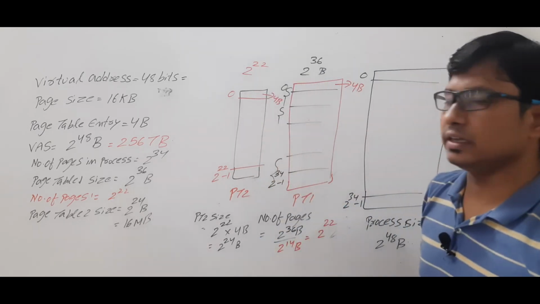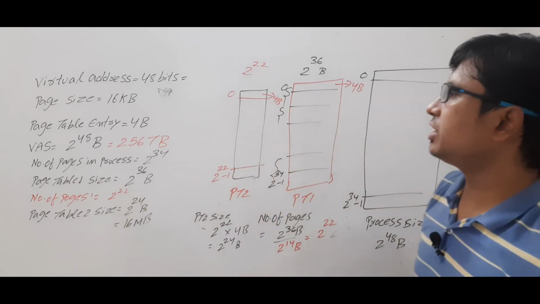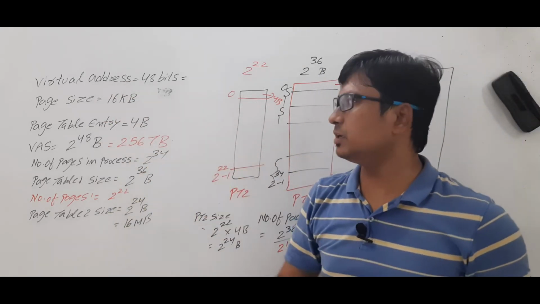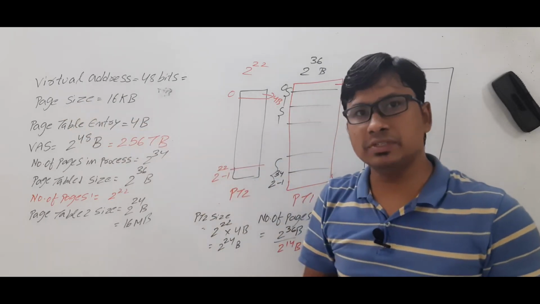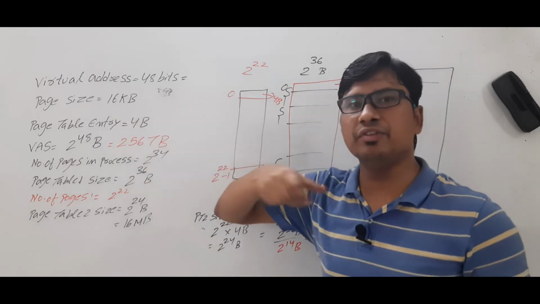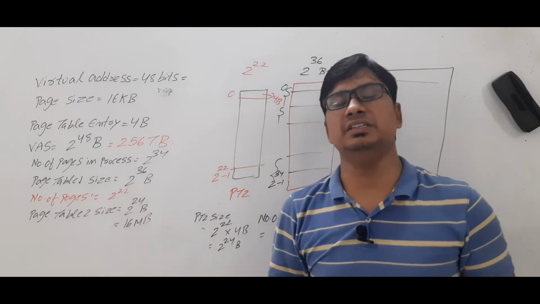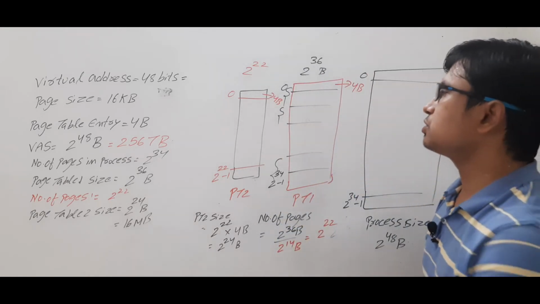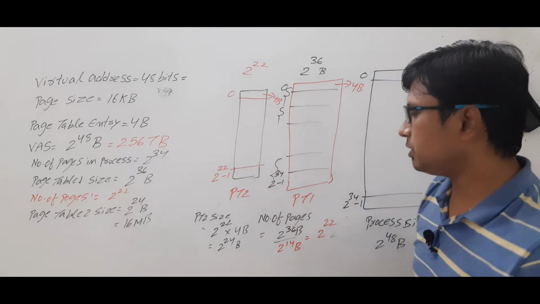Okay, look here. A 16 MB page table, can we keep it in one of the frames? What is the frame size? 16 KB. You may say, sir, you have given page size and you are saying frame size. Page size will be equal to frame size. So if you have a frame size of 16 KB, can you keep 16 MB of information? That is not practically possible. So again you have to divide this page table 2 into multiple pages.